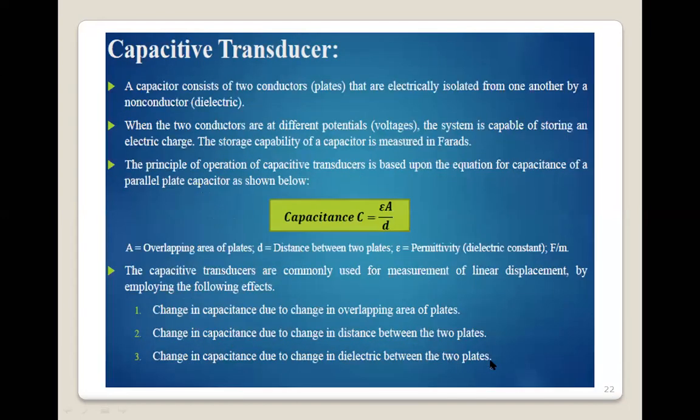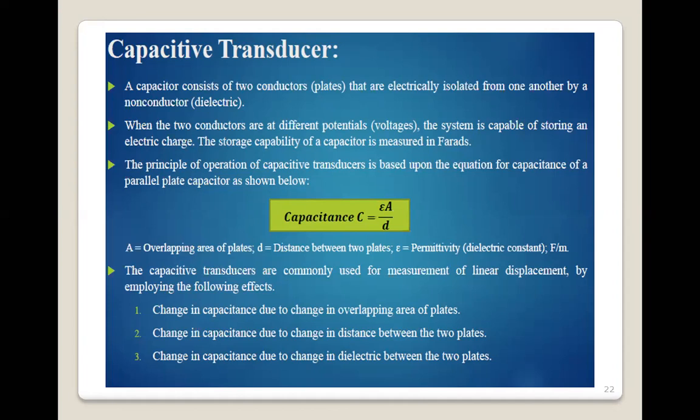Okay. Now, the next type is the capacitive type of transducer. So you know that capacitance is equal to epsilon A by D, where epsilon is, what is epsilon? Hello, what is epsilon? Sir, permittivity. Permittivity of the dielectric. A is the area of the plate and D is the distance between the two parallel plates.